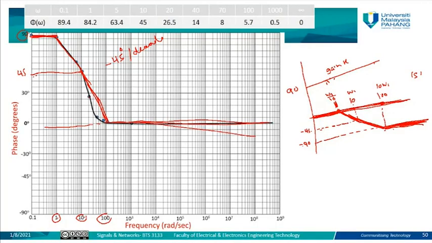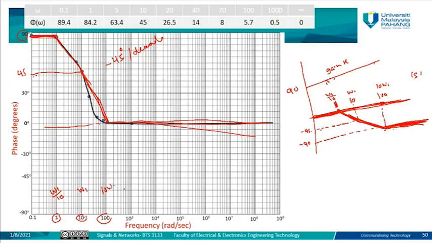So this will be the Bode plot for the phase. 90 until 1. Why 1? Because 1 represents omega 1 over 10. This is the point of change for the first order. Omega 1 over 10. Why 10? This is omega 1. Why 100? This is 10 omega 1.